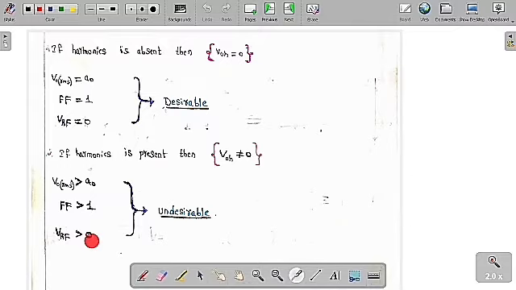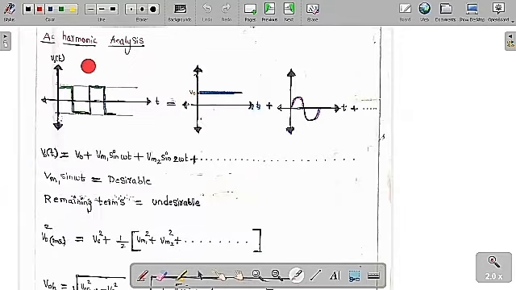So ripple factor is equal to under root of form factor whole square minus 1. If form factor is greater than 1, definitely ripple factor is greater than 0. So therefore these are the undesirable things we are going to get if harmonics are present. So now we will discuss the AC harmonic analysis.